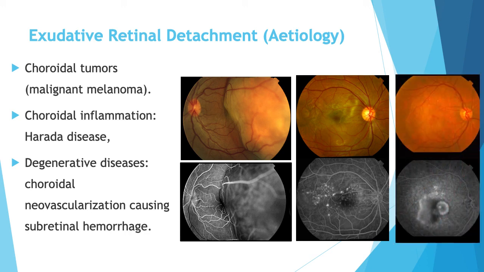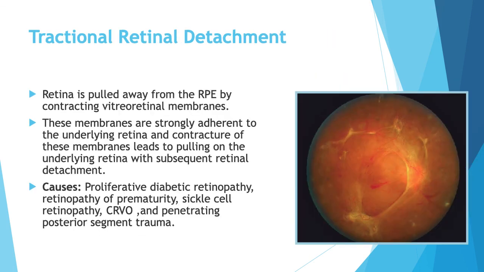Or degenerative disease like age-related macular degeneration. We have something called choroidal neovascular membrane, which happens in the choroid and leads to hemorrhage, exudation, and elevation of the central retina. These are all causes of secondary or exudative retinal detachment, which means a lesion under the retina accumulating fluid and pushing the retinal layers apart.